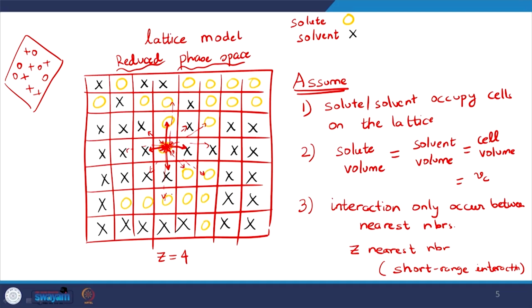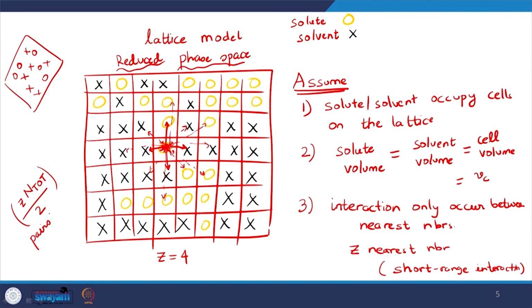So, as of now, every molecule has only Z neighbors. So, in total we are looking at Z multiplied with n tot divided by 2 pairs, because every pair we would double count if I multiply n tot with Z, right. So, right now we have only these pairs.